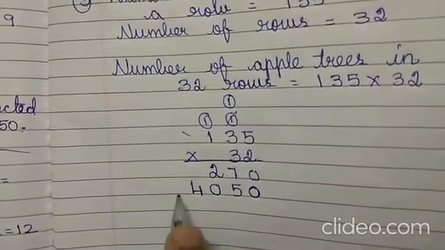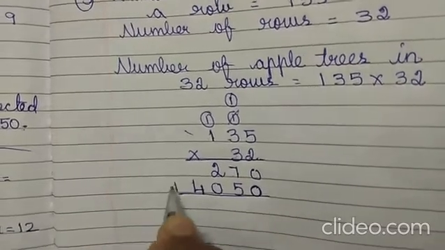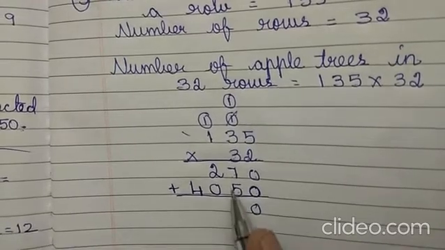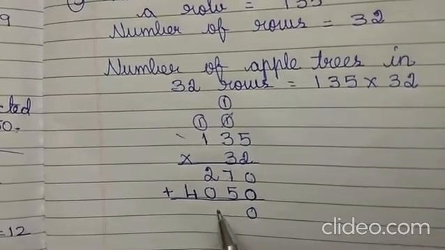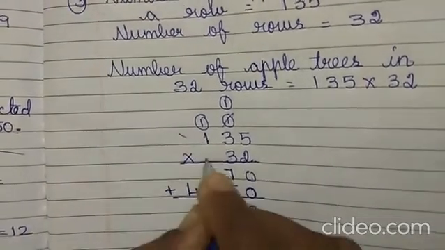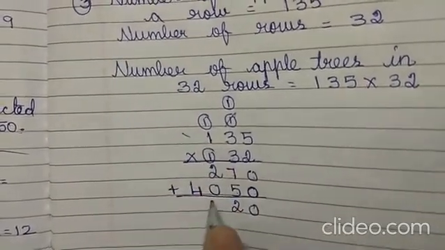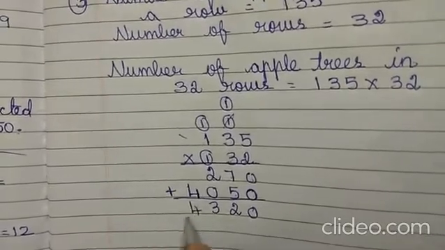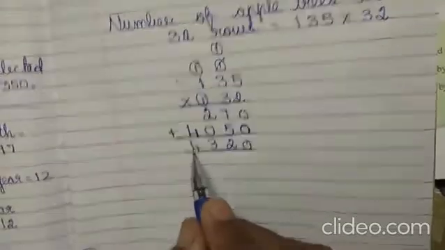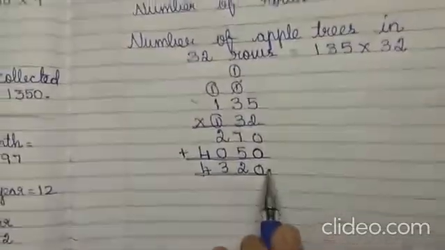Now, when you add both the numbers, what do you get, children? 0 plus 0, 0. 7 plus 5, 7 in the mind, 5 on the fingers. 8, 9, 10, 11, 12. So, 2 plus 1, 3. And you have to bring down this 4 as it is. So, how many apple trees are there, children? 4,320.